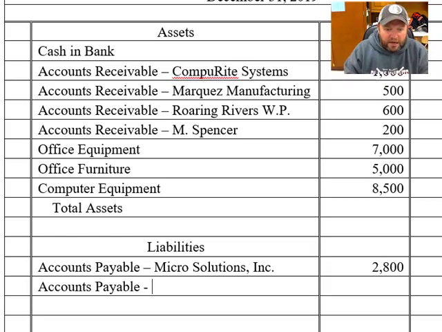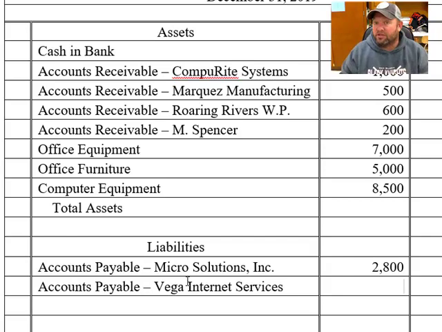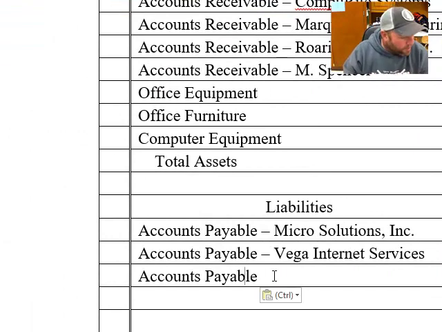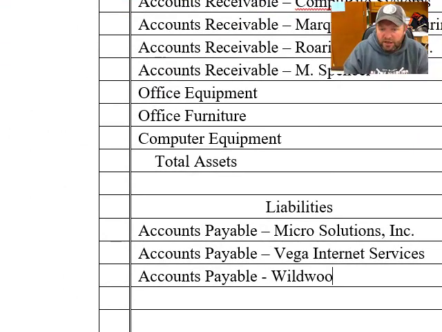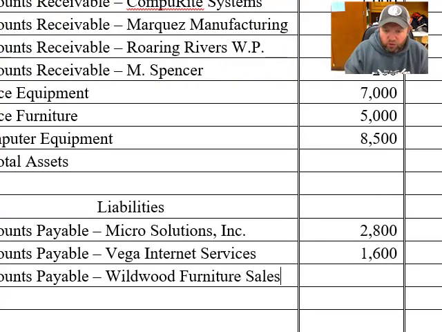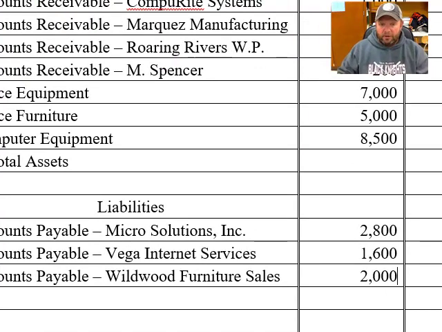We have another accounts payable account. This one is to Vega Internet Services. They came out and fixed our internet issue, and they got us connected to a whole bunch of Wi-Fi ports and whatnot. We owe them $1,600 for doing that work. And we have one more accounts payable, to Wildwood Furniture. You can guess that we bought some furniture on account, meaning we'll pay it back. We bought $2,000 worth of furniture that we owe.